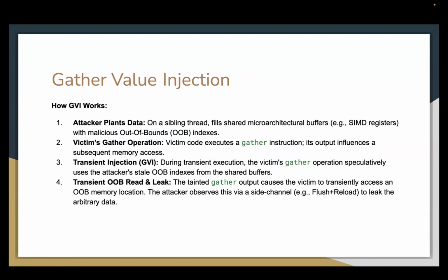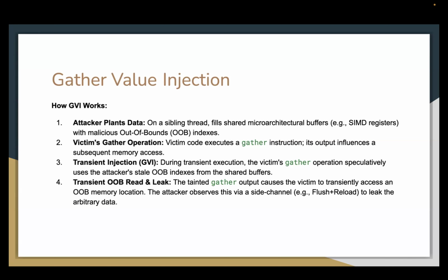And also, the author mentioned another attack called gather value injection attack, which is different from our previous attack. First, the attacker will need to load some index into the shared buffers like SIMD registers, and this index should be special. For example, it should be out of boundaries for the attacker itself, which means that the attacker cannot directly access that memory data, but it can be directly accessed by the victim, so the attacker wants to steal that out of boundary memory data through the victim's access.